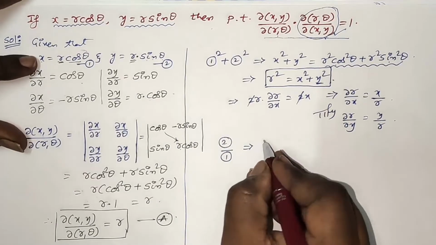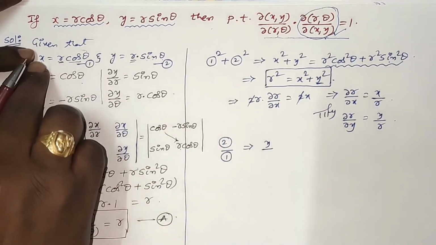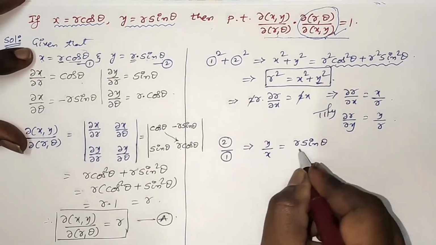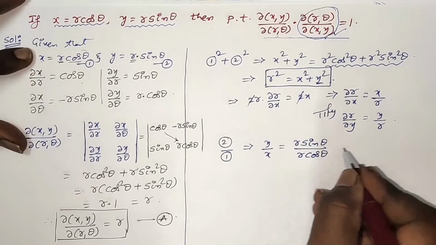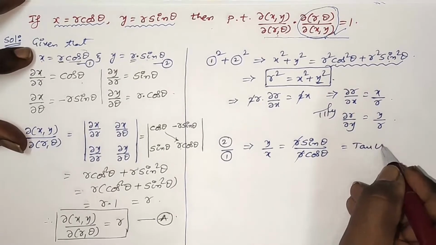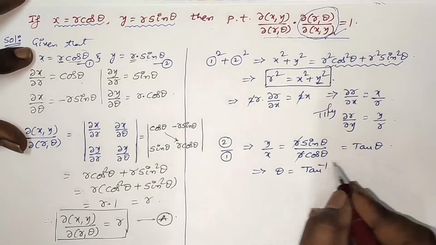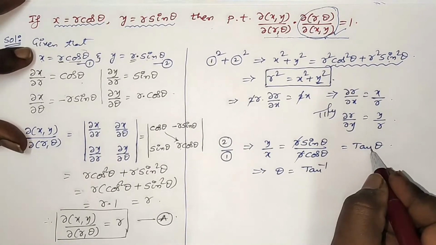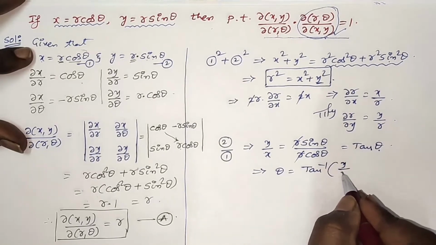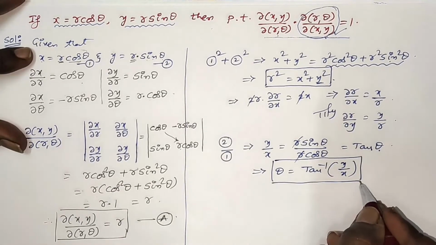So you will get equation number 2, left hand side is y. Here left hand side is x. So you will get y by x is equal to r sin theta by r cos theta. Okay, r getting cancelled. You will get sin by cos, which is tan theta. From this, y by x is equal to tan theta. Then by definition of inverse trigonometric function, theta becomes tan inverse of y by x. Okay, this is the theta value in terms of x and y.